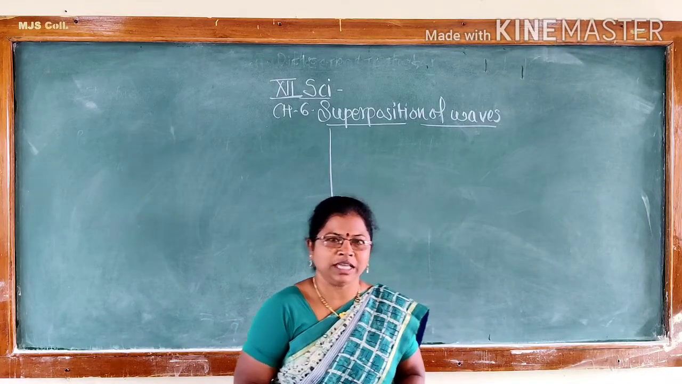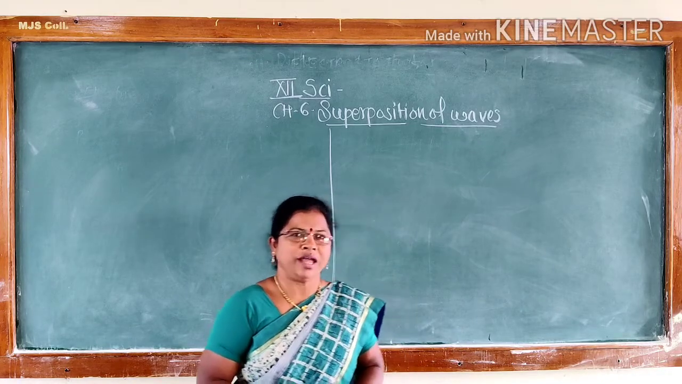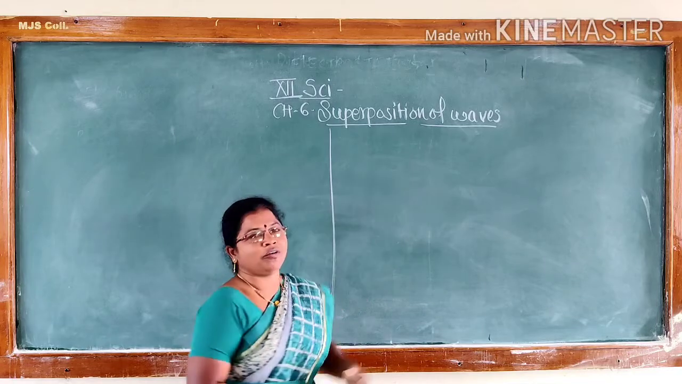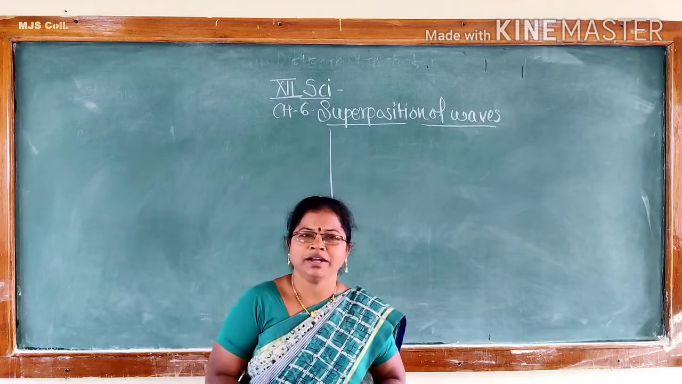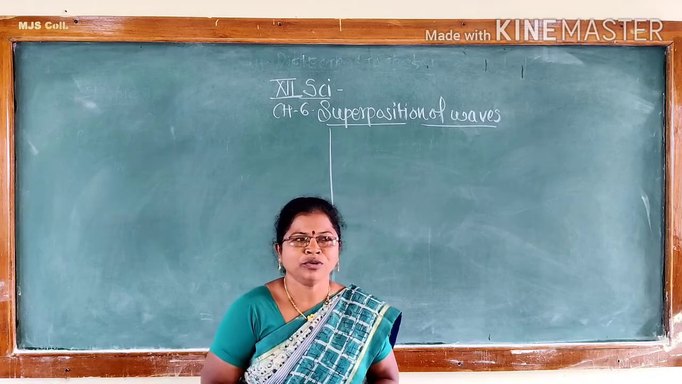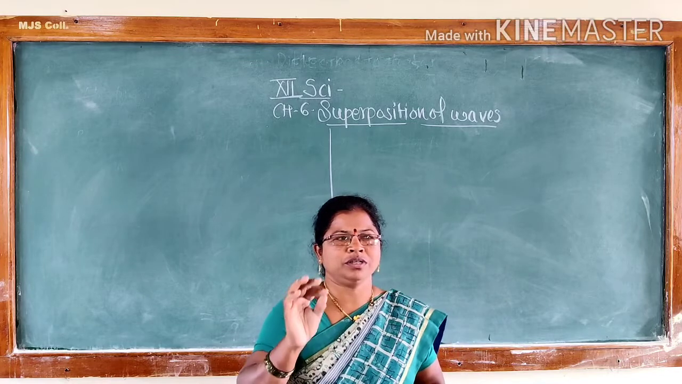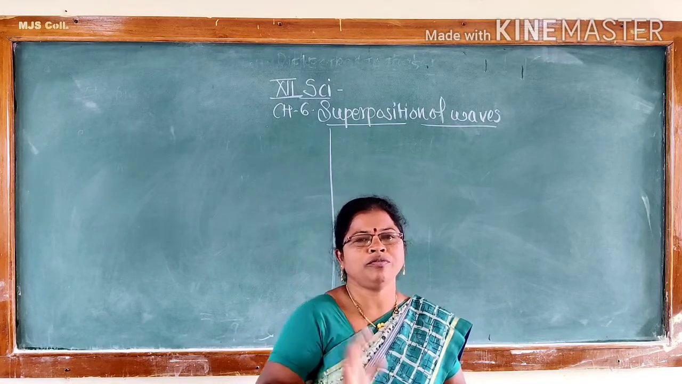Today we are going to see chapter number 6 from 12th science. The name of that is Superposition of Waves, and from that today we are going to see the amplitude of the resultant wave produced due to superposition of waves.